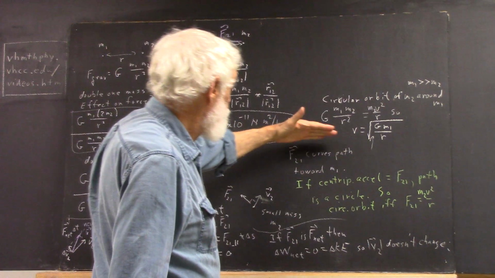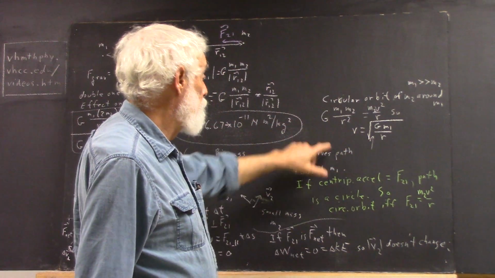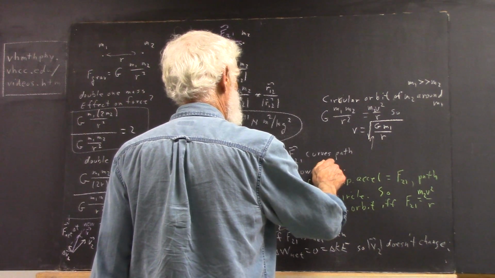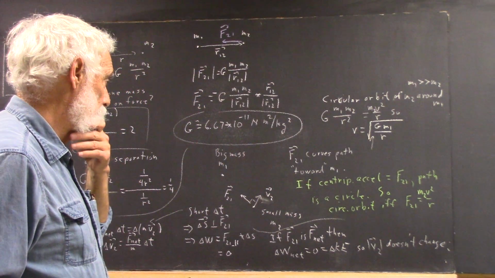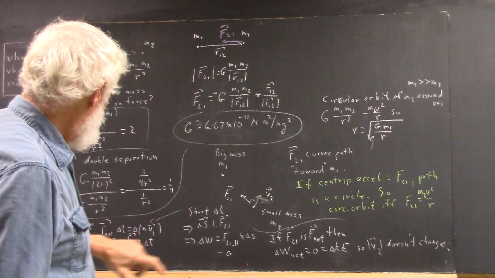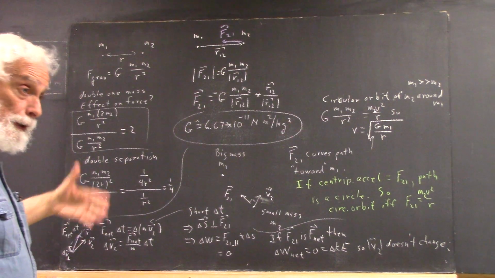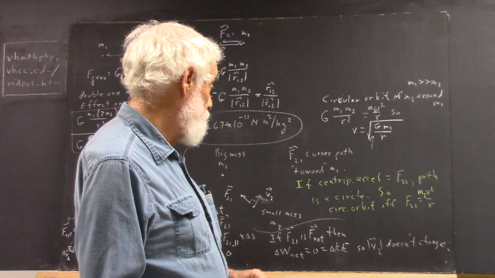Okay, so first thing I want to say is this. First, F21 curves the path "toward" M1. And, yeah, put quotes around that because "toward" might be a little ambiguous, but I think you get the idea. And the analysis of the vectors tells us exactly what that means.